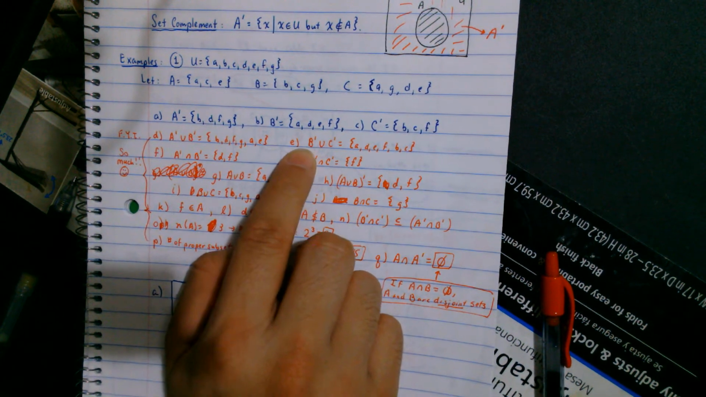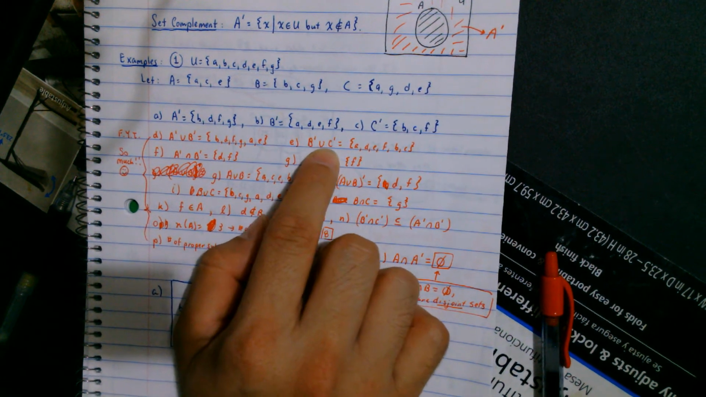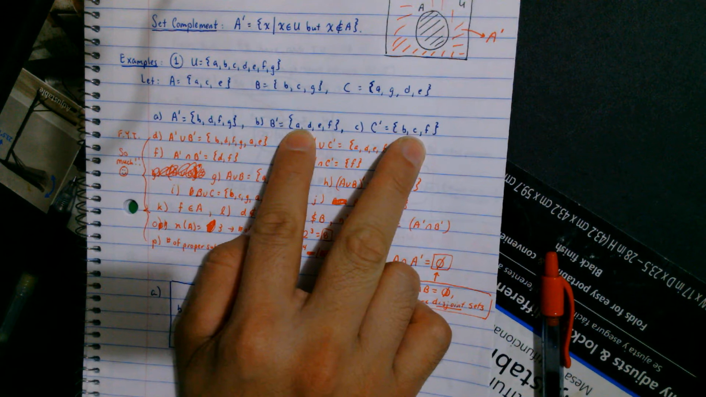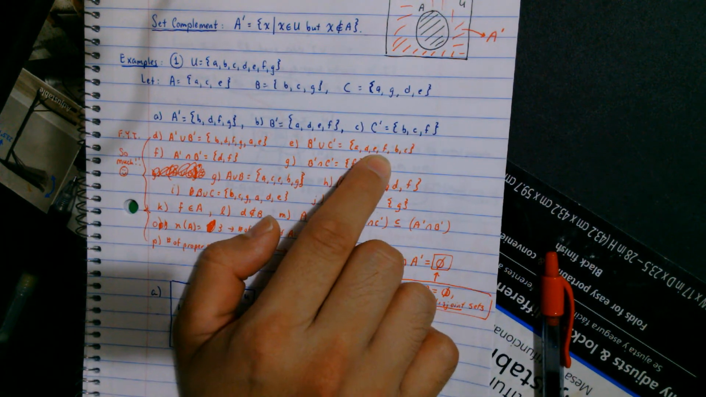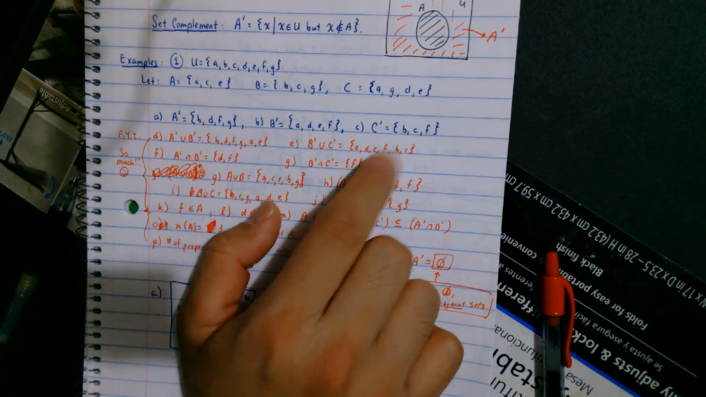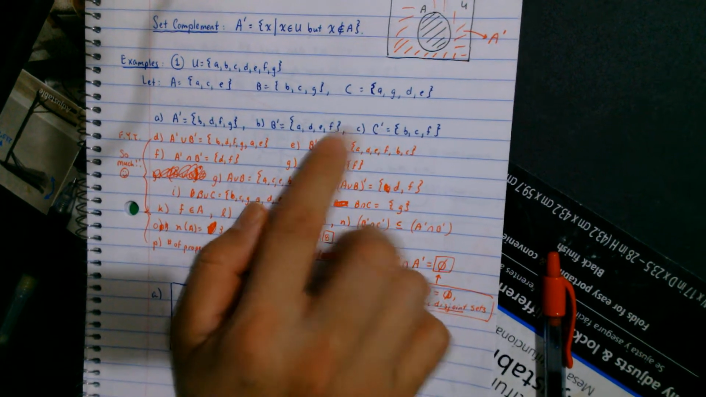So B complement union C complement. These two. So A, D, E, F plus B and C, and F I already have included. So that's the union between the complements.